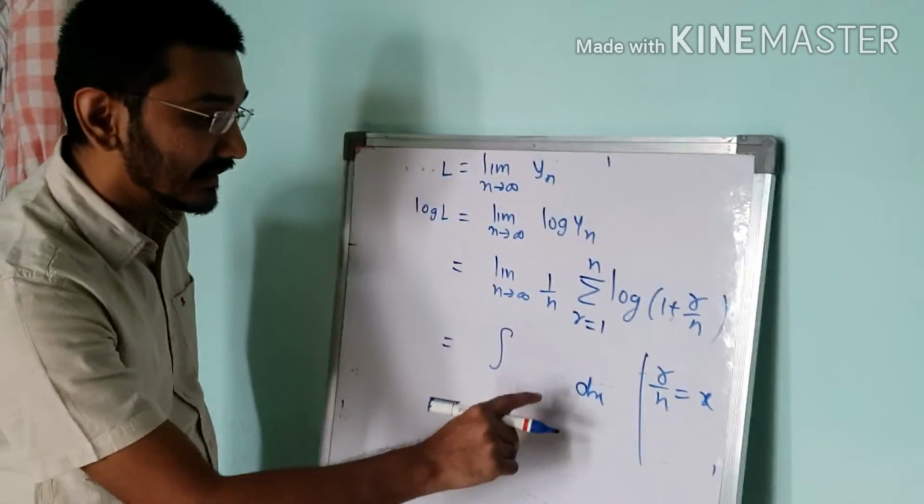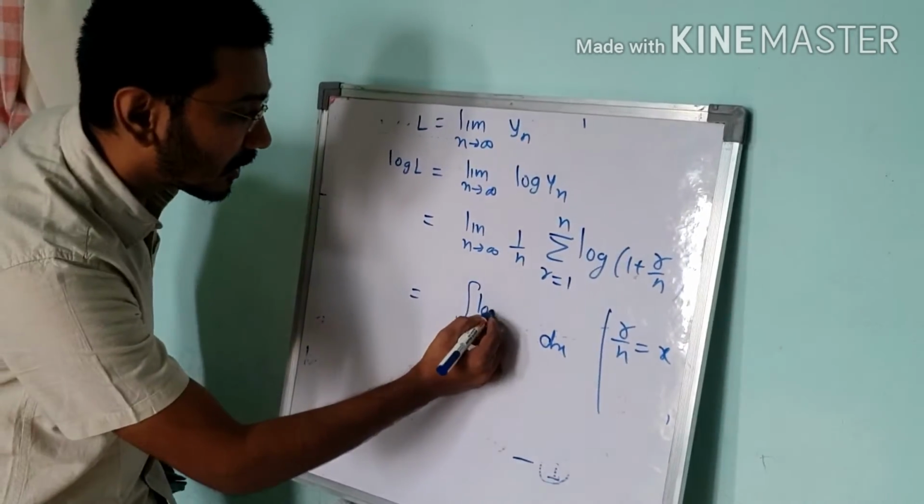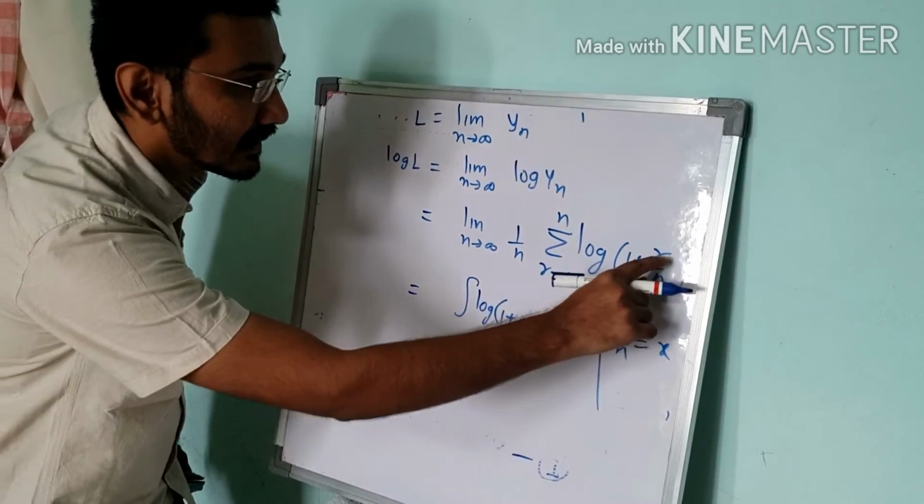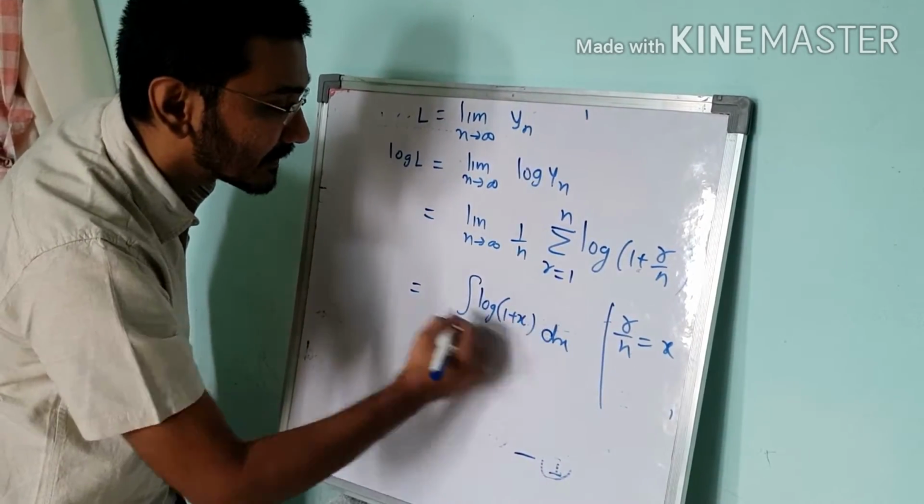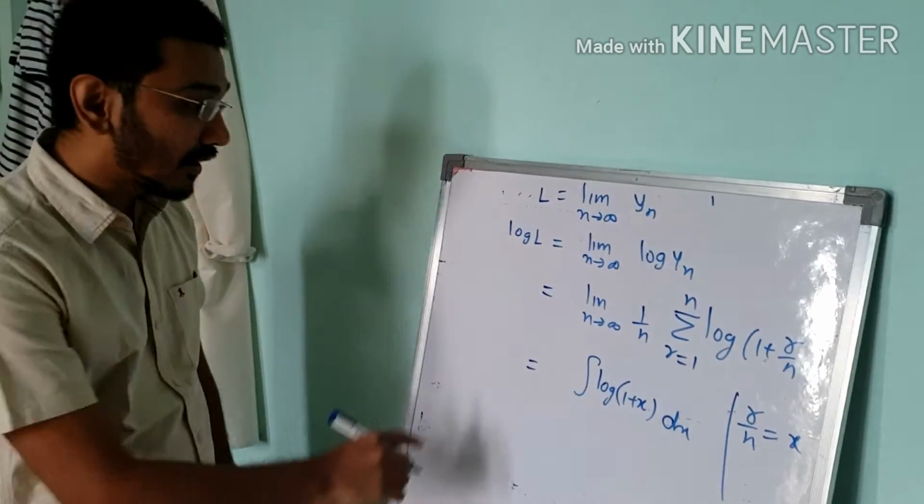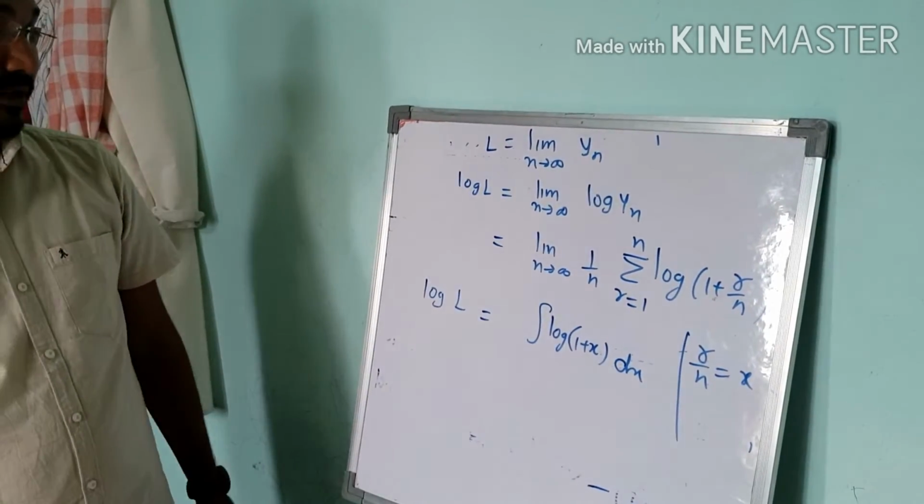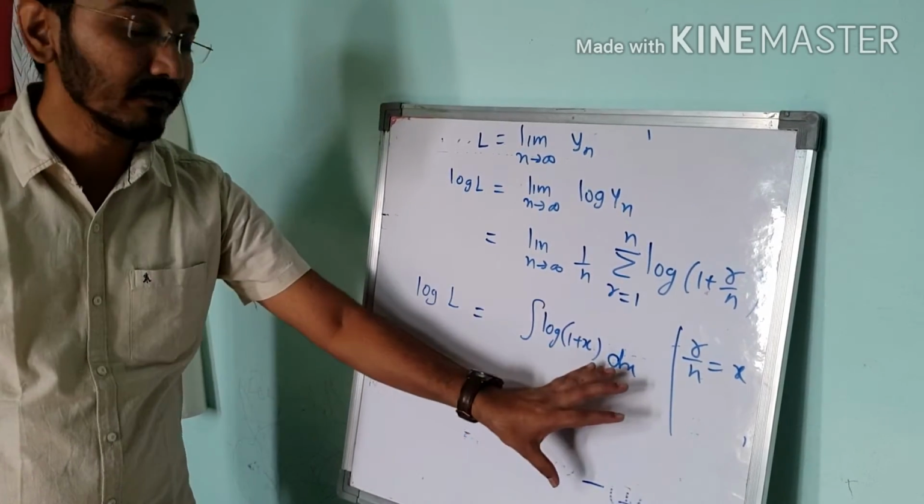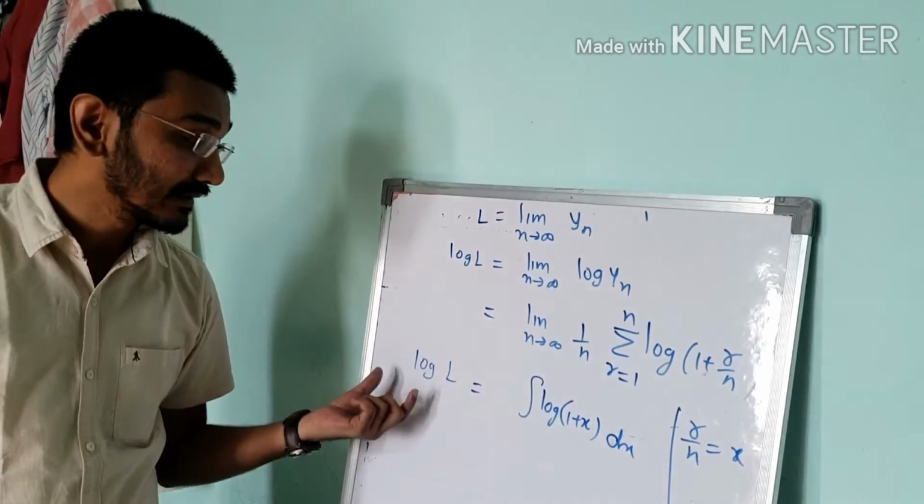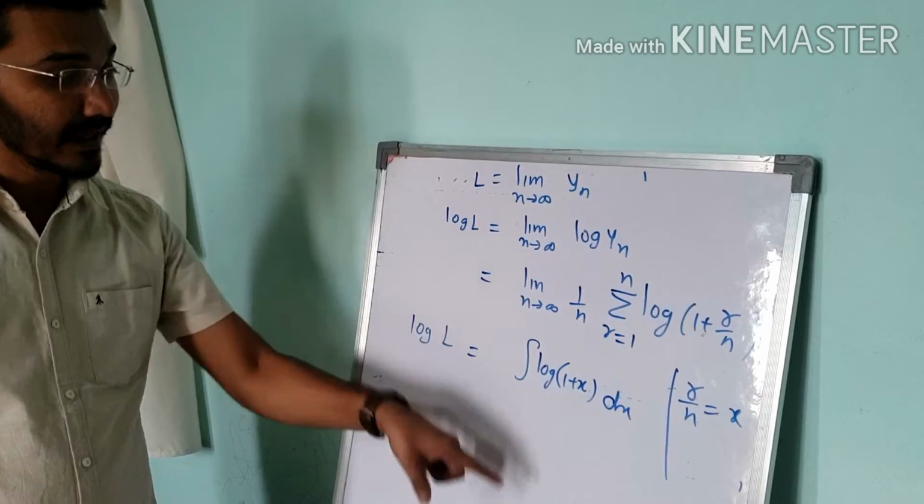And this is an integration in x. So log of 1 plus r by n, I have considered r by n as x, so this becomes log of 1 plus x. Now here I am finding out the value of not L but log L. Remember this, because finally whatever integration we will be solving would be not L but log L, and from that we have to again find out L.